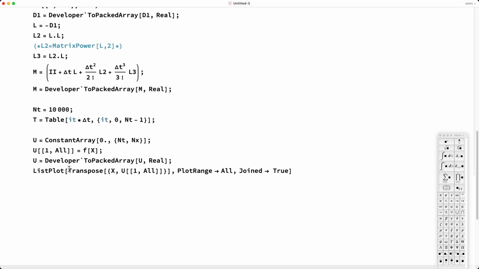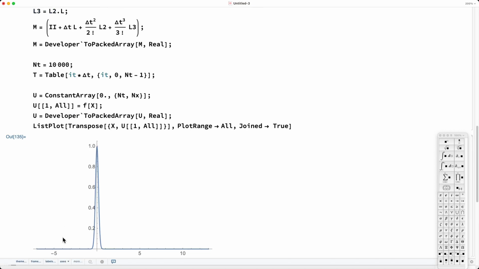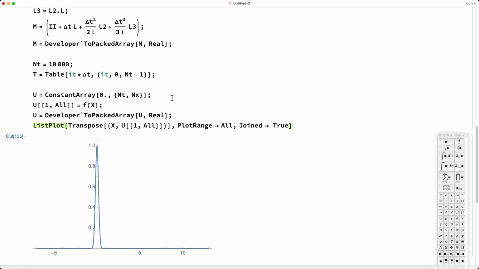That's u[[1]], the first time slice, the first time point. And we plot all of these as a function of x. So let's do that. So we see our Gaussian here as a function of x. Okay, so that was all preparation.